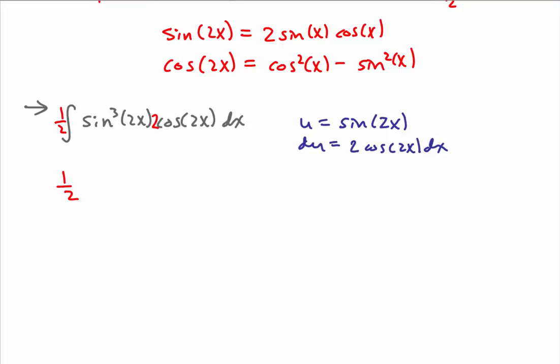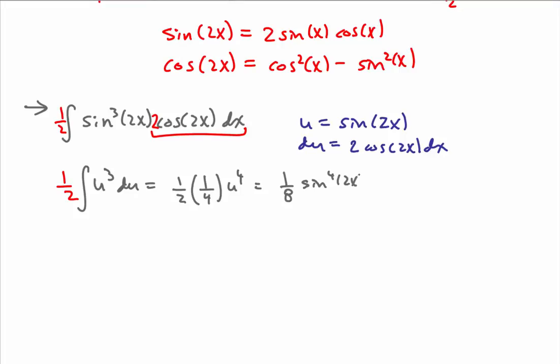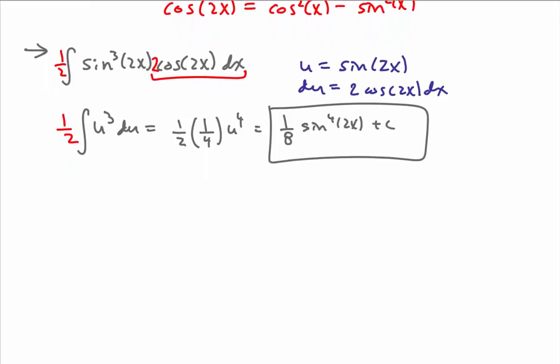So rewriting, I have 1/2 the integral. Sine of 2x was u, so this is going to be u cubed, and then 2 cosine 2x dx is my du. So this is just a nice little u substitution. When I integrate this, I'll add 1, divide by the sum. So I'll have u to the 4th over 4. So this is 1/8 u to the 4th, and we know u though is sine of 2x, so this would be sine to the 4th of 2x plus c. So there's my integral, and again we can check our solution by taking the derivative, and you're welcome to go ahead and double check those. So this one, no special rules, just a nice little straightforward u sub.